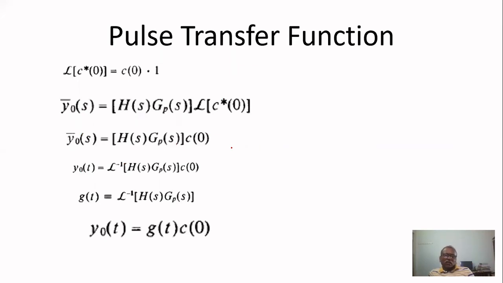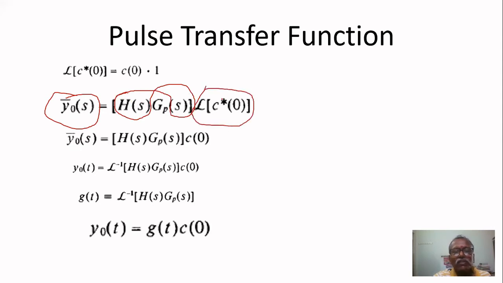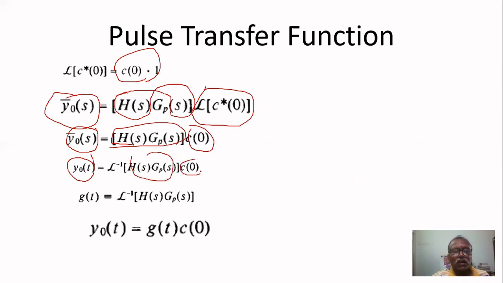Now let us find the response of the system for the input given at t equal to 0. That is y naught. y naught equals H of s, the hold circuit, times GP of s, multiplied by the Laplace transform of e of 0. That is E naught. Already we have seen that. Therefore, y naught of s equals H of s GP of s E naught. So what is y naught of t? You have to take the Laplace inverse of HGP of s E naught.